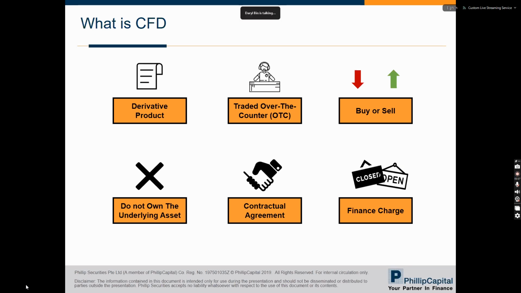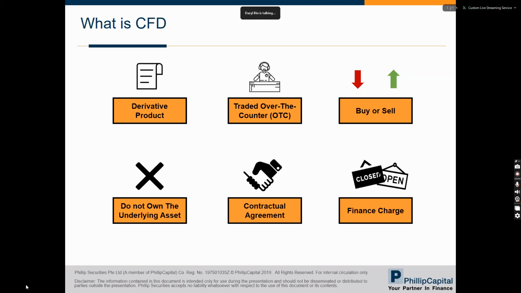So what is CFD? CFD, which also means contract for differences, is a derivative product, which means having a value derived from another underlying asset. It is traded over the counter, via a broker-dealer network, which in this case is traded under Philip. One advantage of CFD is that you'll be able to buy or sell, which means you can profit in both bullish and bearish situations.